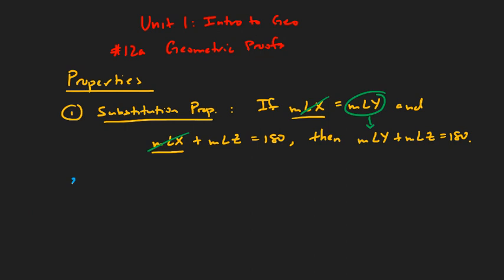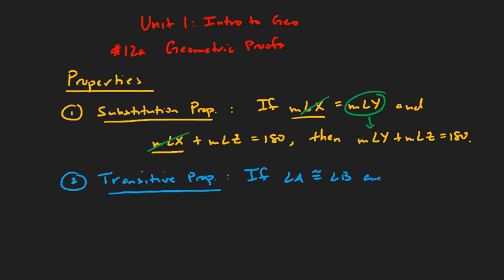The second property you might use today is called the transitive property. When you hear the word transitive, I want you to think of transition. Here's what the transitive property says, in terms of what you might see in a proof. If angle A is congruent to angle B, and angle B is congruent to angle C, these things we know to be true.